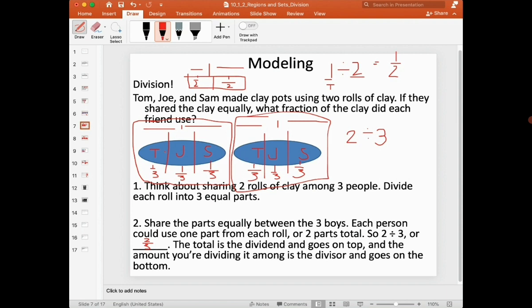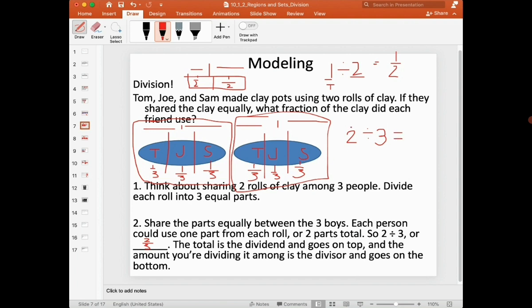So Tom is going to get 1/3 from this roll, Joe will get 1/3, Sam will get 1/3. We're then going to cut the second roll into 3 pieces, which are also thirds. We can give Tom another 1/3, Joe another 1/3, and Sam another 1/3. So Tom is going to get 1/3 and 1/3, which is 2/3. Joe's going to get 1/3 and 1/3, that's 2/3. Sam is going to get 1/3 and 1/3, that's 2/3.